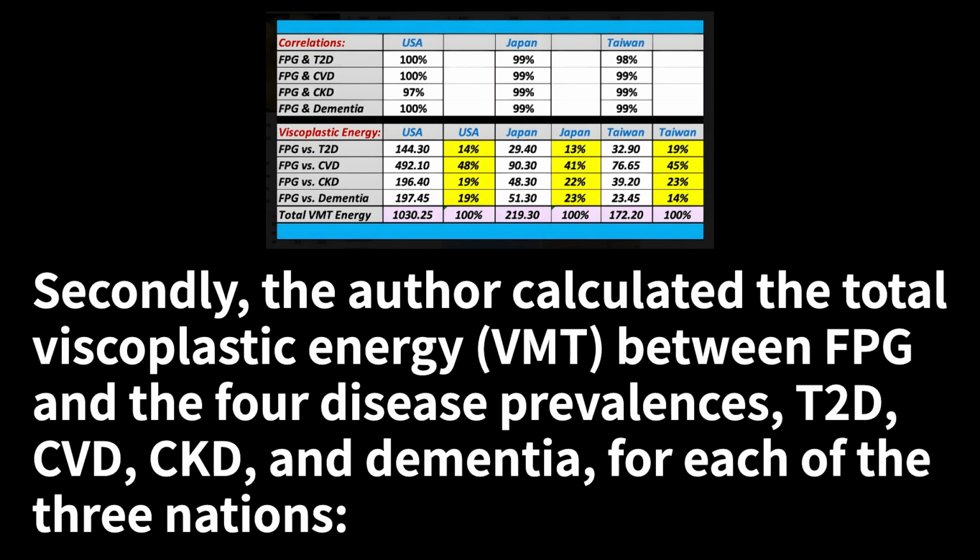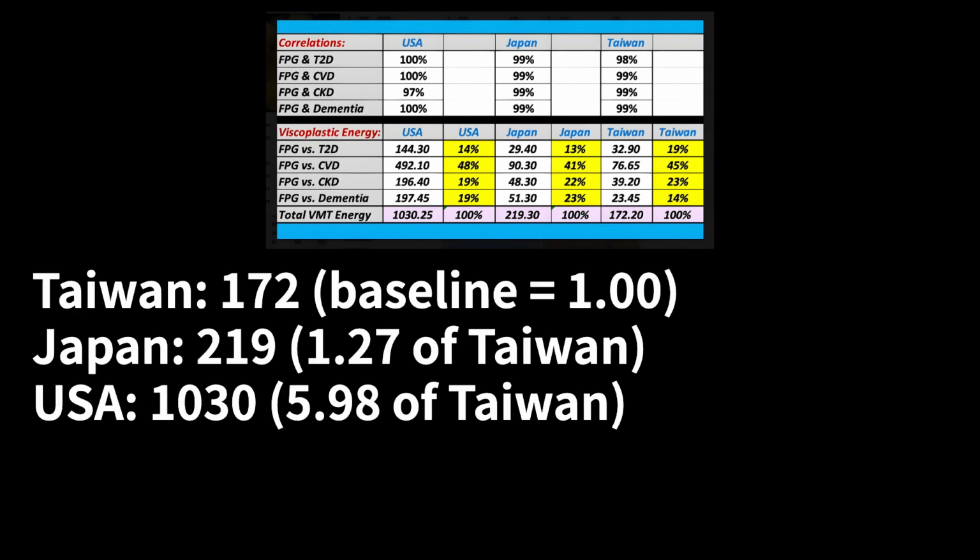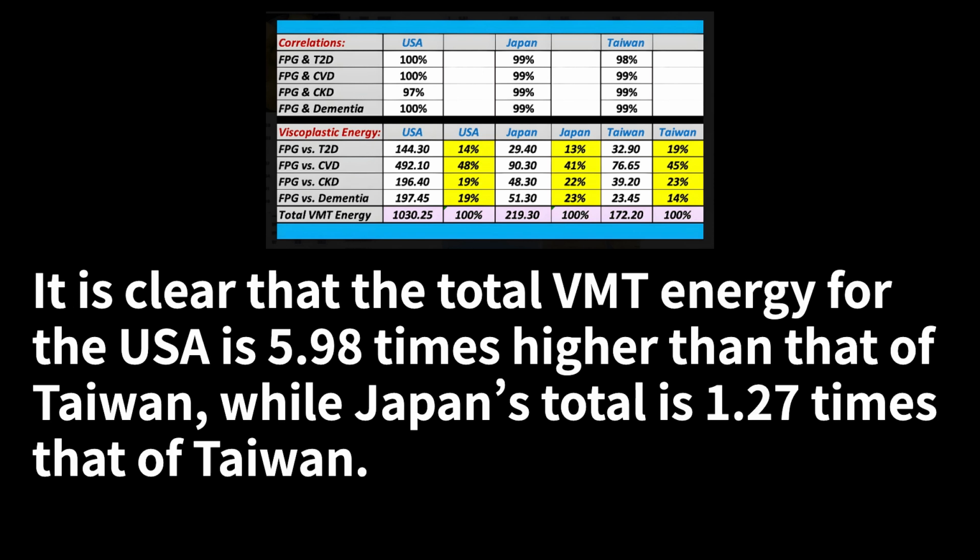Secondly, the author calculated the total viscoplastic energy, VMT, between FPG and the 4 disease prevalences, T2D, CVD, CKD, and dementia, for each of the 3 nations. Taiwan, 172, baseline 1.00; Japan, 219, 1.27 of Taiwan; USA, 1030, 5.98 of Taiwan. It is clear that the total VMT energy for the USA is 5.98 times higher than that of Taiwan, while Japan's total is 1.27 times that of Taiwan.